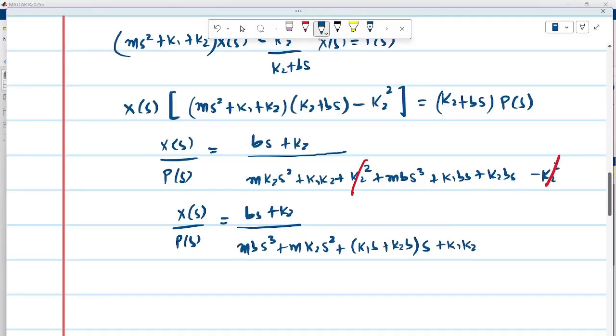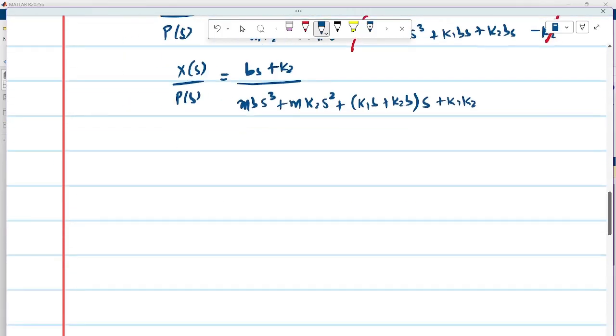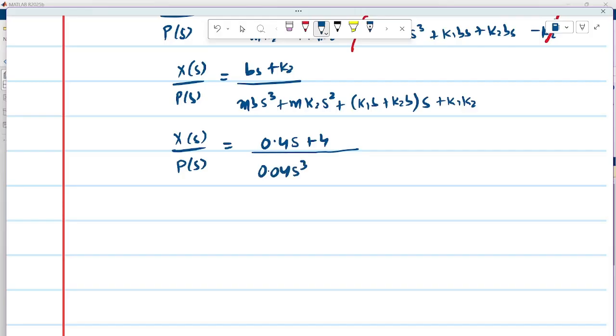Next we can plug in the values of the mass, spring and damper. So we will be left with 0.4 s plus 4 divided by m into b s cube, that makes 0.04 s cube, plus m into k2, that makes 0.4 s square, plus k1 b plus k2 b, it becomes 4s, plus k1 into k2 is 24.